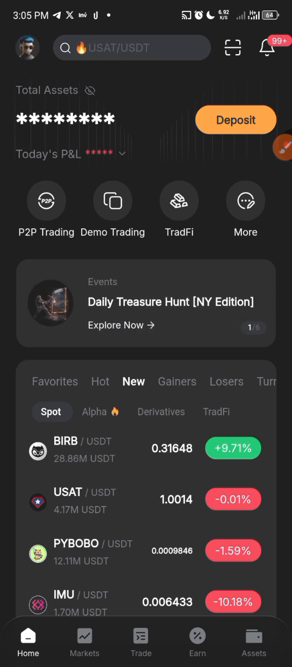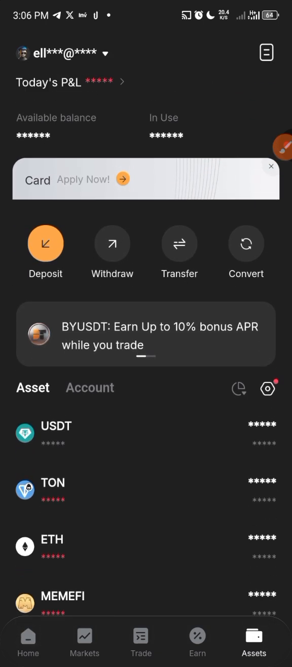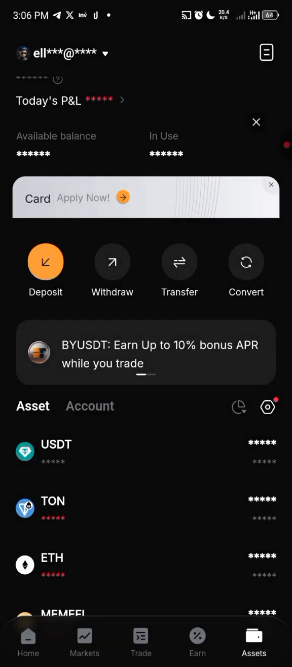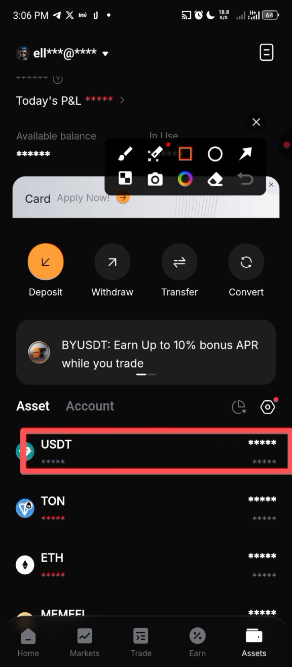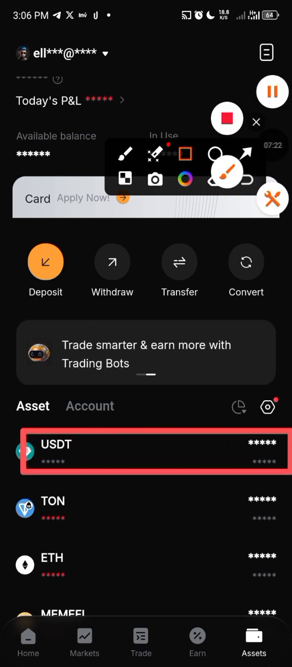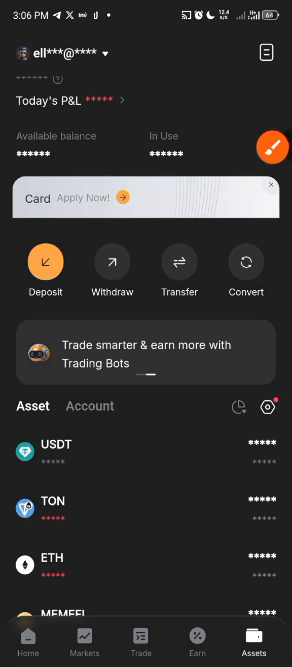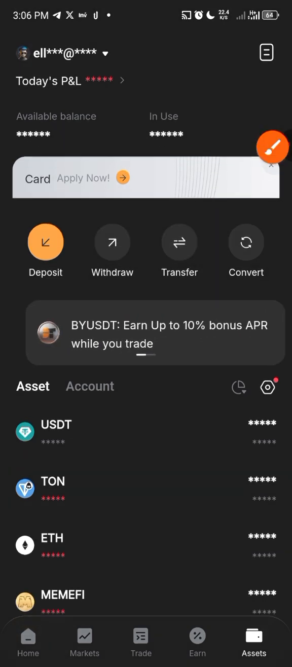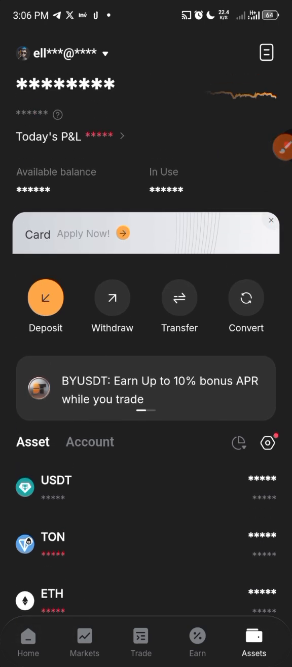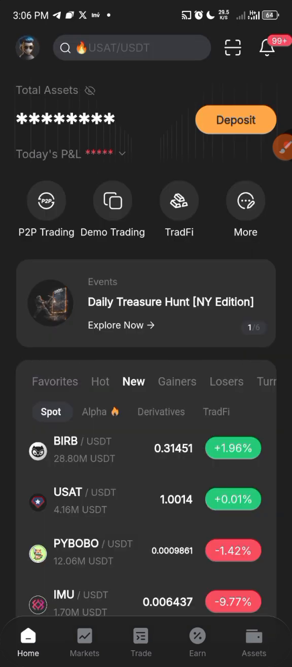Once you buy on Bybit P2P, if you come to your asset right here, you will see it in USDT, because you're going to be buying USDT, because that is what you need for the trading. Now the next thing you want to do is to make sure that it is on funding. So once your money is on funding in USDT, then the next thing you want to do is to go back to home right here.